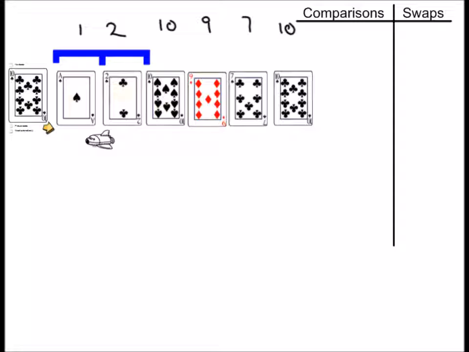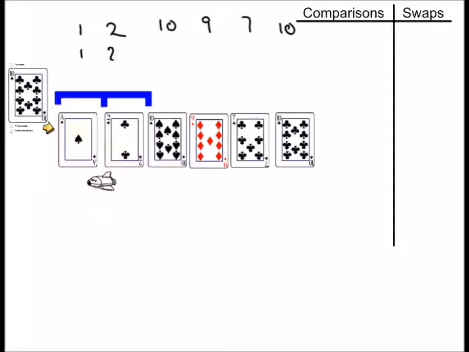I'll start with my ace and my 2. Do I need to swap them? No, they're already the right way round. That's my pass. So I've done one pass and my numbers have stayed exactly the same. In that pass we did one comparison and we did no swaps.